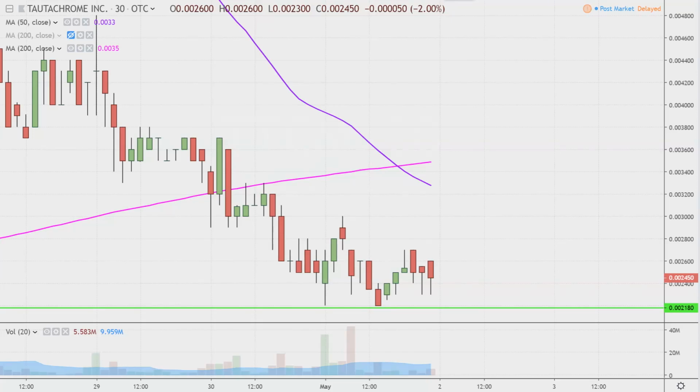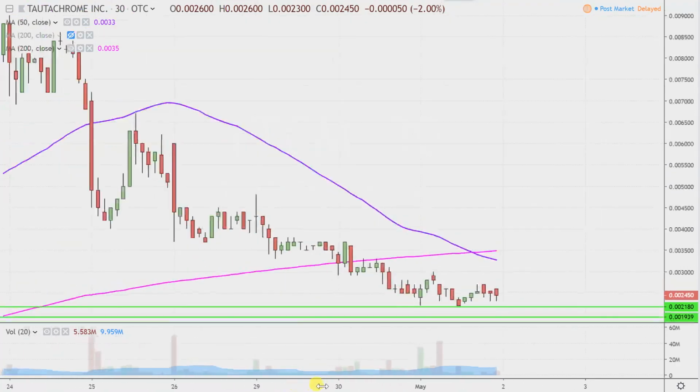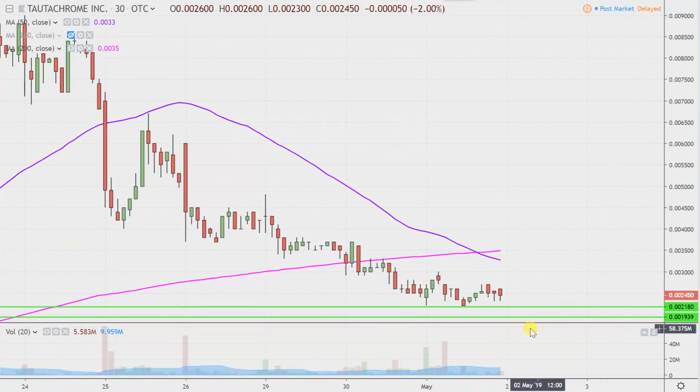In the event 0022 does not hold, then not that far below, down at 0021, you have that next area. So which one should you use? If anything, just call it a support zone. Sometimes that's what I do. If you're not quite sure, you have a support zone right here.